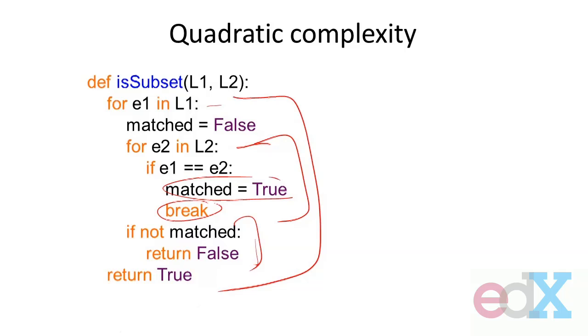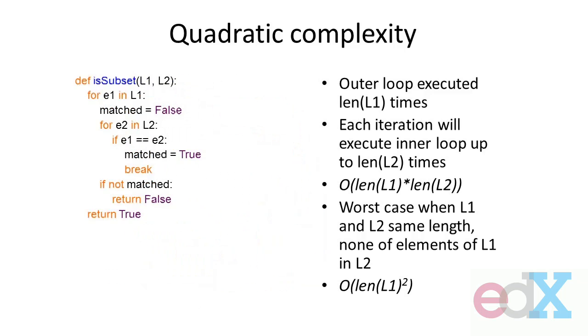So let's look at an example to see how we'd measure the complexity here. The outer loop is executed the length of L1 times. However long L1 is, I'm going to do that outer loop that many times. Each iteration is going to execute the inner loop up to the length of L2 times. If I have to go all the way through L2, it's length of L2. If I find something earlier, I'll break out of it. So in the worst case, this has a complexity that's the product of length of L1 times length of L2. Now, that depends on L1 and L2. What is the actual worst case?